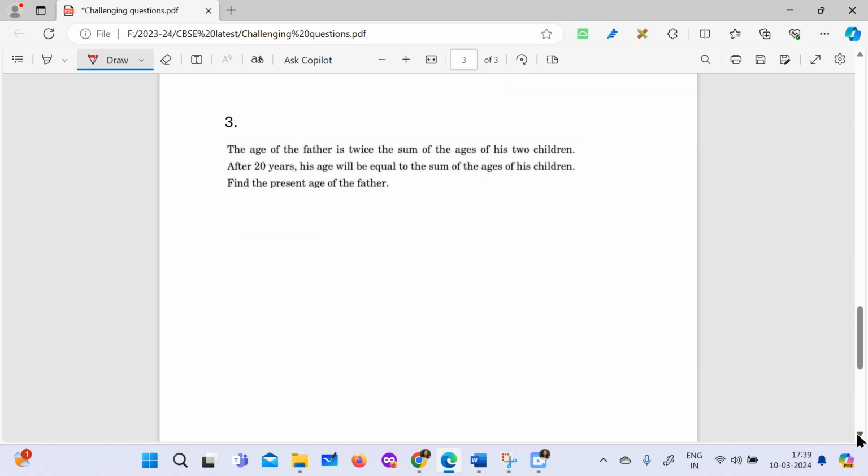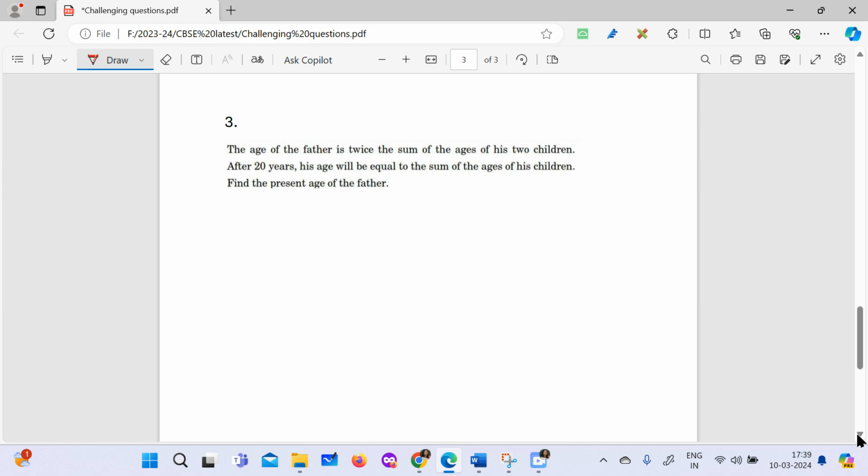Now, this is another important question. The age of the father is twice the sum of the ages of his two children. After 20 years, his age will be equal to the sum of the ages of his children. Find the present age of the father.